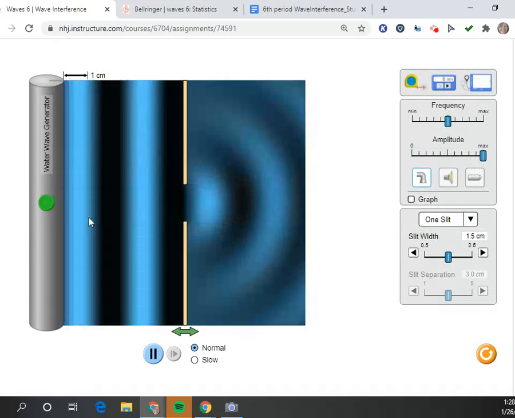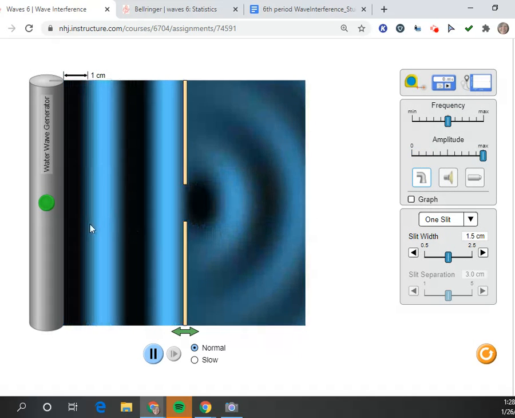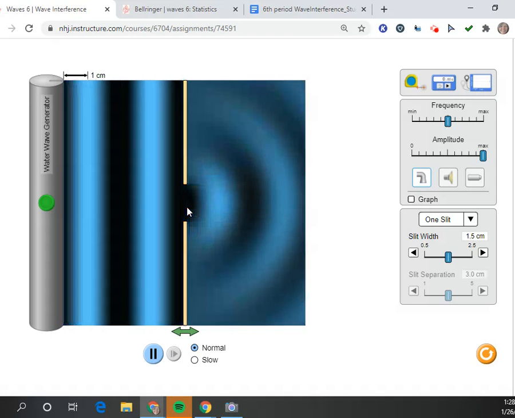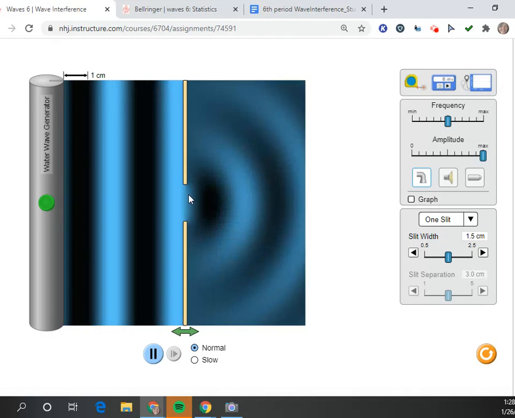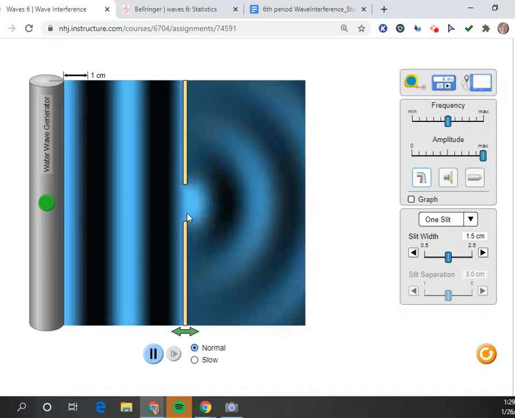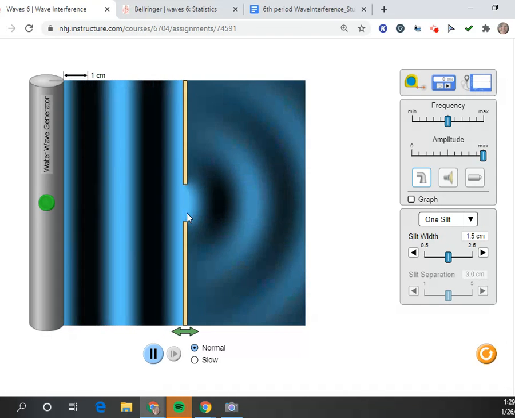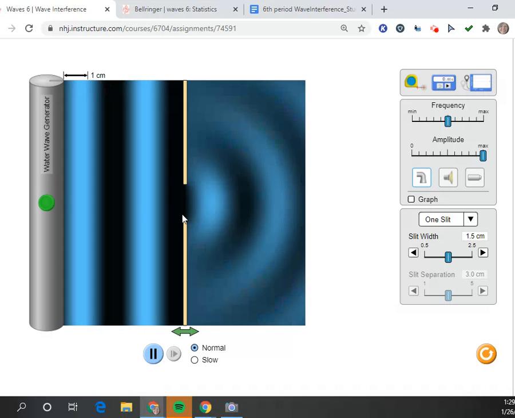You look at this, what happens to this wave generator? You have a wave that's flowing in the water. Why does it change the wave when it has to go through a slit here? Yeah, absolutely. It does have to bend.